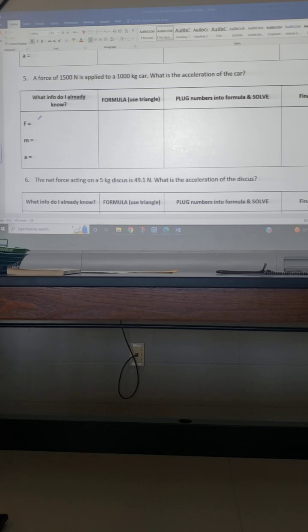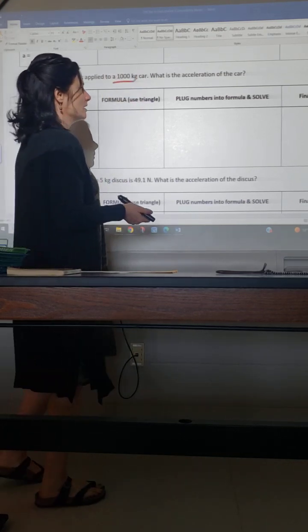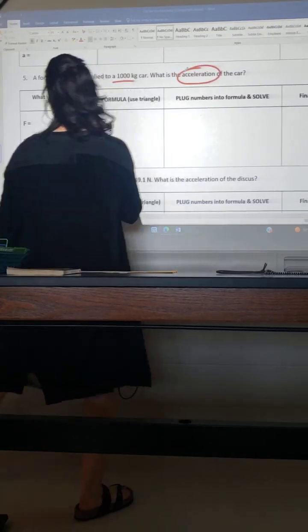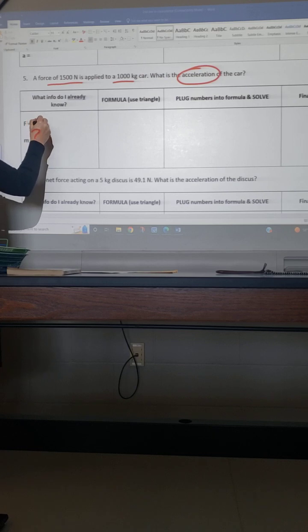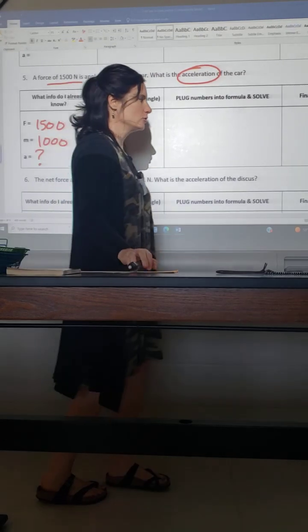Brookston, give me something to underline. 1,500 newtons. Good, so a force of 1,500 newtons is applied to a 1,000 kilogram car. What is the acceleration? Garrett, give me something to underline. 1,000 kilograms. Good. Connor Stockdale, what are we solving for? Acceleration. That's what we circle. That becomes my question mark. Okay, so I start filling in my force of 1,500, my mass of 1,000, acceleration is what I'm setting it up for.